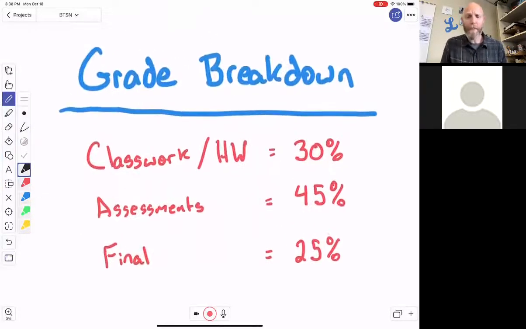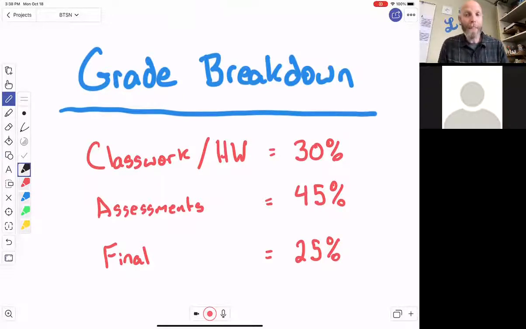Here's the grade breakdown for this class. It's fairly simple. Classwork, homework, anything that we do on that realm is 30% of your overall grade. Any of the assessments we do, whether that be a quiz or a written assessment, it is 45% of your grade. And at the end of the semester, on both ends, we will end up with a final. 25% of your grade for the semester is that final, right?